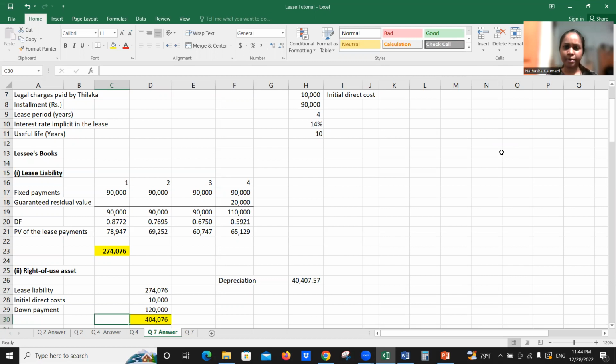That is not required. Come to the right of use asset. We don't care whether those leases are operating leases or finance leases. That classification goes only for the lessor's books. Remember that. Lessor's books.